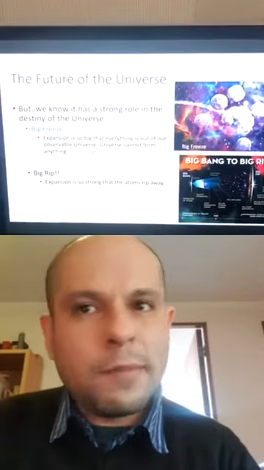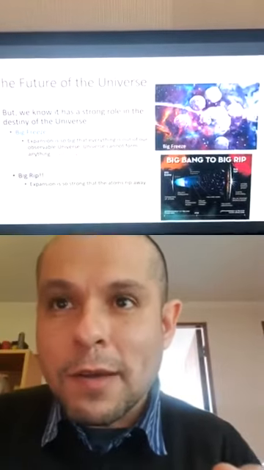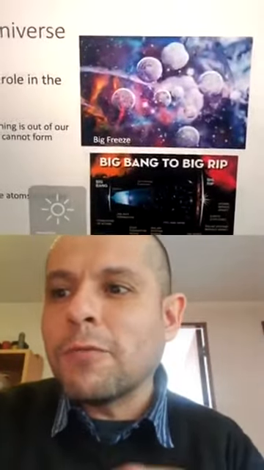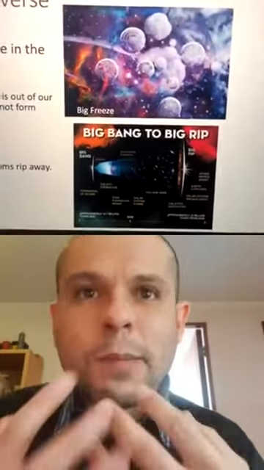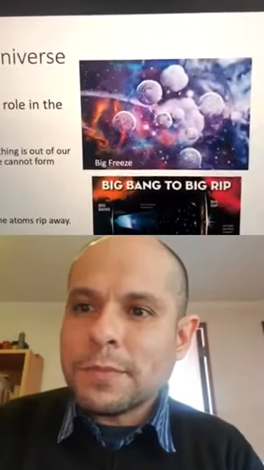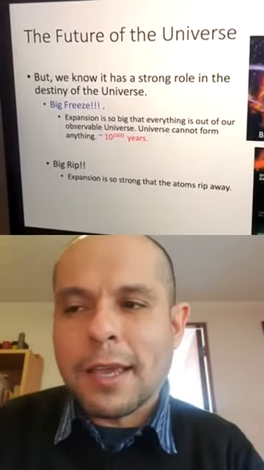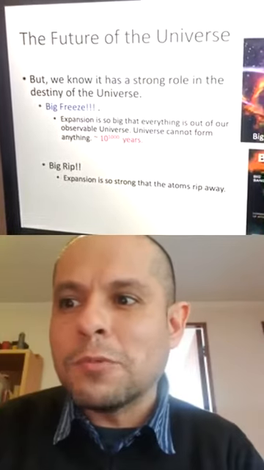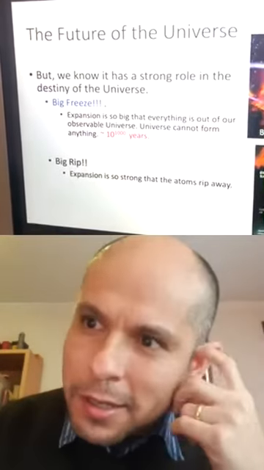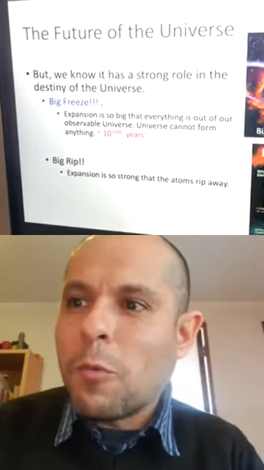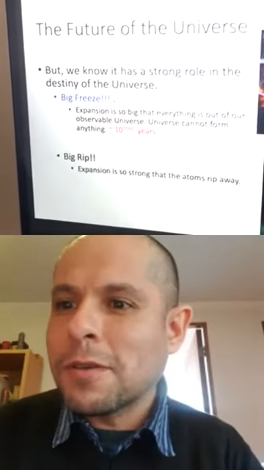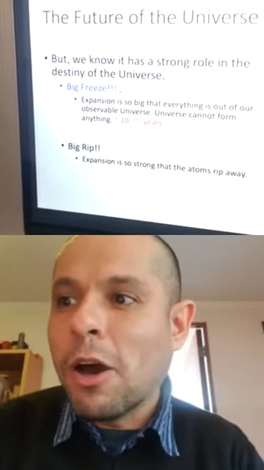So in the end, you end up with a universe with only the Milky Way. Then the borders of the Milky Way start to disappear. Then probably the borders of the solar system start to disappear, and the universe cannot form anything. That's called the Big Freeze. And this will happen in something like 10 to the power of 1,000 years, a 1 with 1,000 zeros, in the future. So it's a long time.